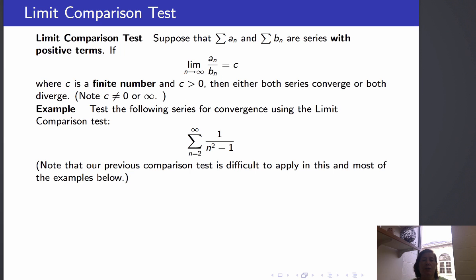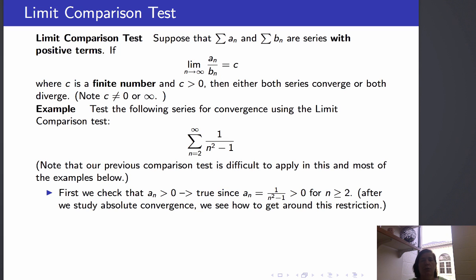Let's test the following series, the sum of 1 over n squared minus 1. Now as n goes to infinity, the terms of this series are almost identical to those of the sum of 1 over n squared. So you expect this series to converge as the sum of 1 over n squared does. But if you try to apply the ordinary comparison test, 1 over n squared minus 1 is just slightly larger than 1 over n squared, so you can't make any conclusion from the previous comparison test.